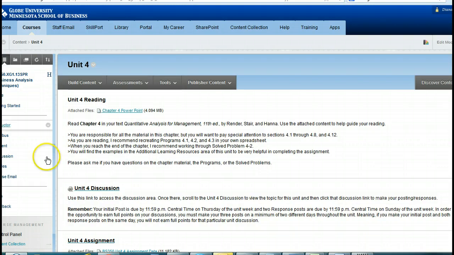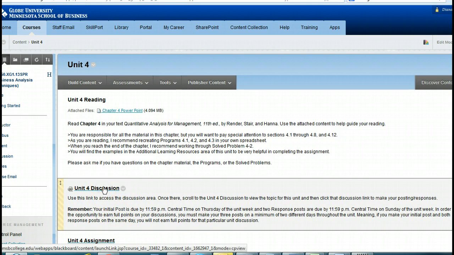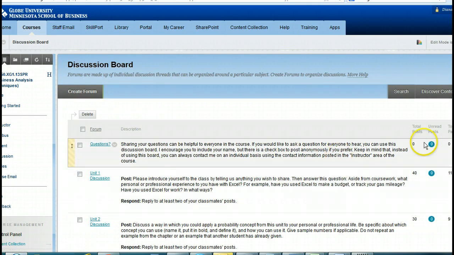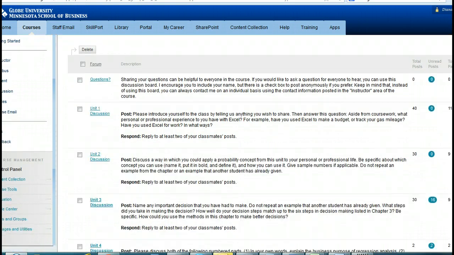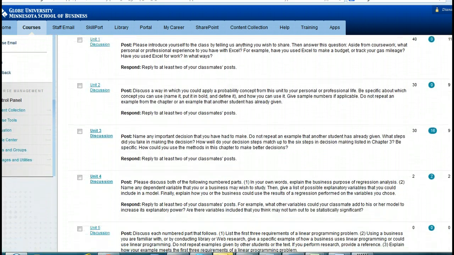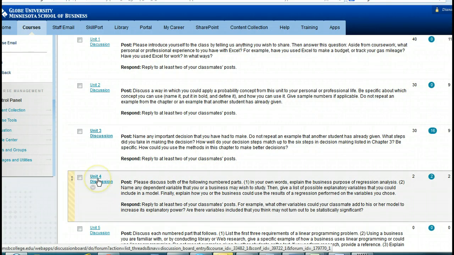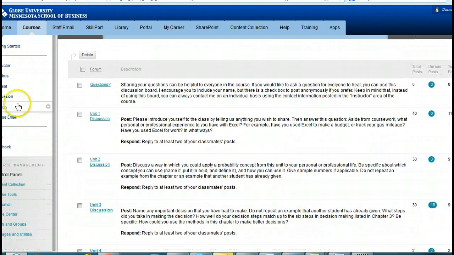You also have, as usual, a discussion this week. When answering the discussion question, make sure that you give your own answer and also provide responses to your classmates. This week you're going to be talking about regression analysis and identifying dependent variables versus independent variables. So give your own answer and also respond to your classmates.